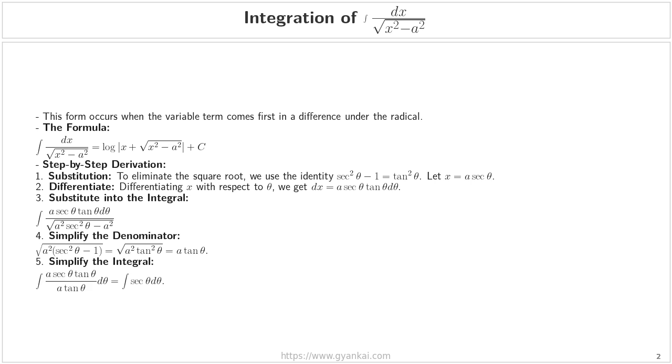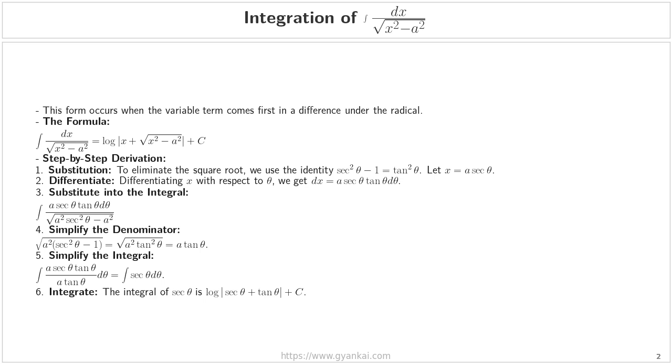Step 5, simplify the integral. Now we can simplify the entire integral. The a in the numerator and denominator cancel out, and the tangent theta terms also cancel, leaving us with the integral of secant theta d theta. Step 6, integrate. The integral of secant theta is a standard result. It's the natural logarithm of the absolute value of secant theta plus tangent theta plus our constant of integration, c.